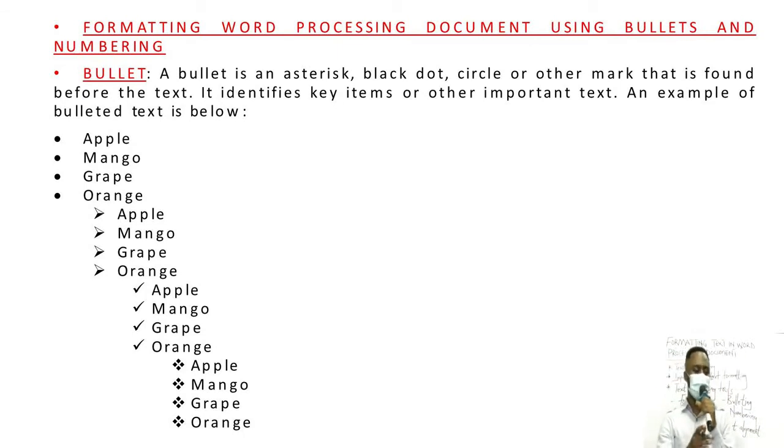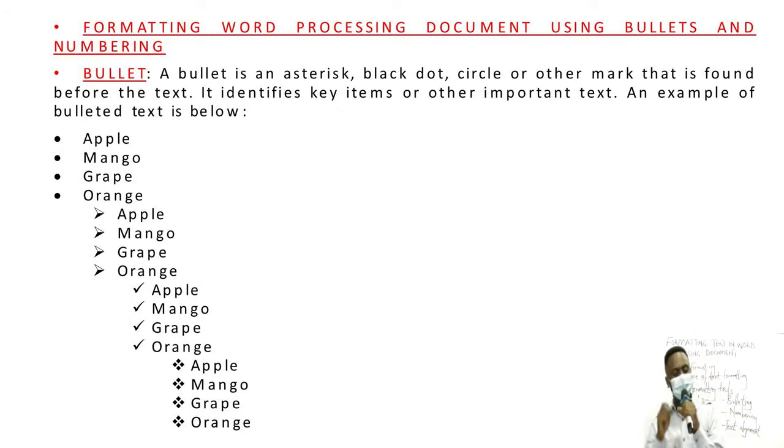Good. So as you can see, we have various forms of bullets here. So examples are being displayed. The apple, that is a dotted bullet over there. Then we have arrows. Then we have check marks. And then other signs of bullets. So all these are signs of bullets.